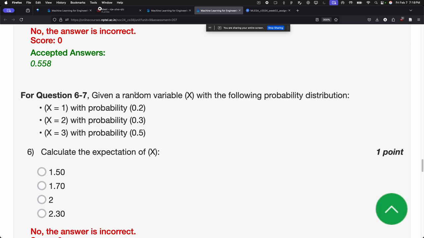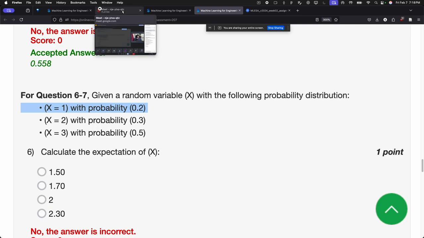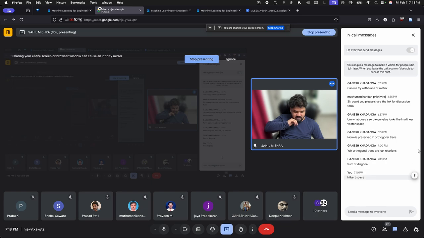In our week 2 assignment, given a random variable with the following probability distribution, X1 with probability 0.2, X2 is 3 and X3 is 0.5. What is the expectation? How will you find the expectation? Anyone?